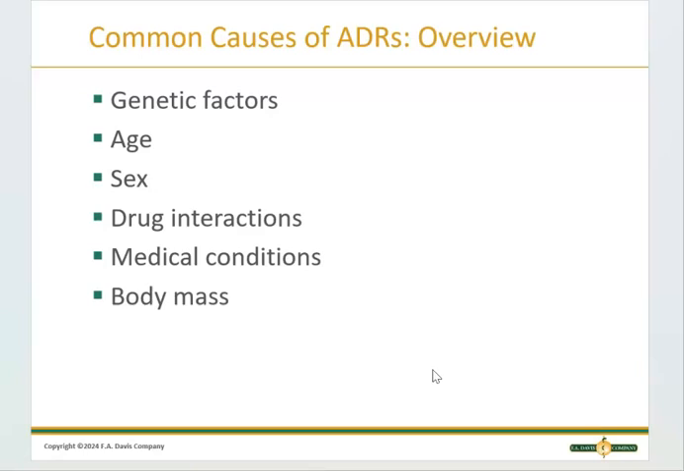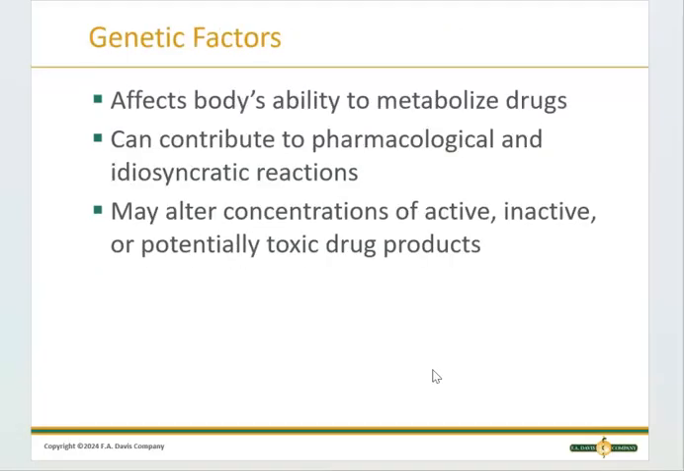So common causes overview. We have genetics, age, sex, drug interactions, medical conditions, and your body mass. Let's go through those. Genetic factors affect the body's ability to metabolize drugs. So we've learned this in your pathophysiology. There are people that are born with different genetic mutations or lack cytochrome markers and different things that allow them to even metabolize a drug. They can contribute to the pharmacological and our idiosyncratic reactions, and they may alter the concentrations of the active, inactive, or potentially toxic drug products.